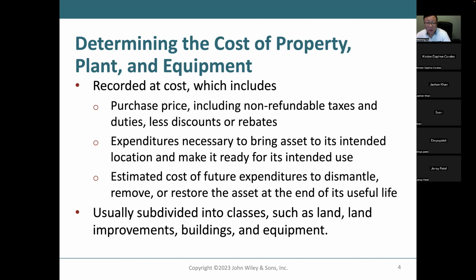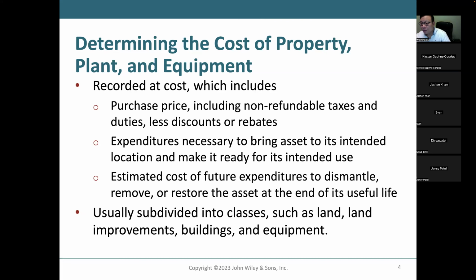So how to determine the cost of property, plant, and equipment? Often when we think of the cost, we think about the purchase cost. How much does it cost me to buy that stuff? Sometimes if you purchase it on Boxing Day, you get a good deal, a discount. Normally it's $100, but on Boxing Day they have 10% off, so you actually pay $90.